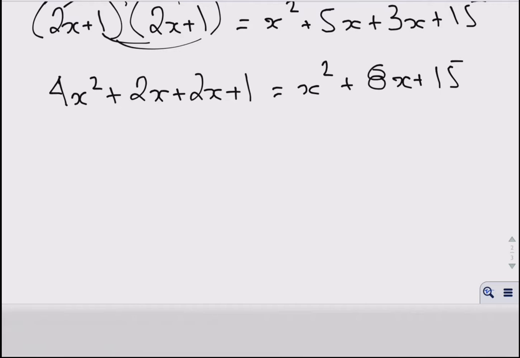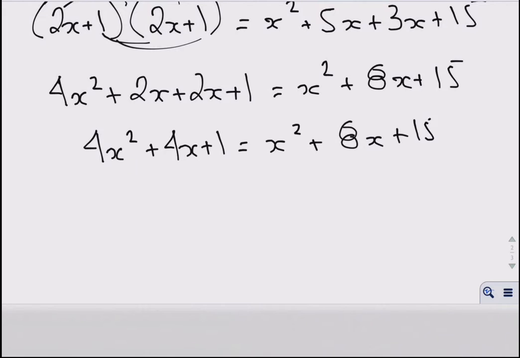Moving on, a lot of algebra here. 4x squared plus 4x plus 1 equals x squared plus 8x plus 15.